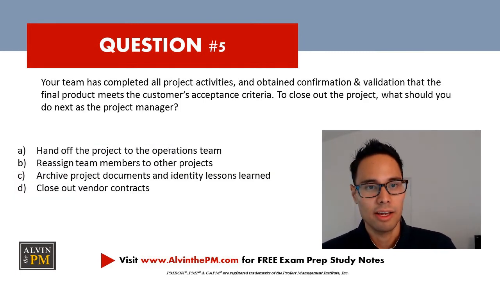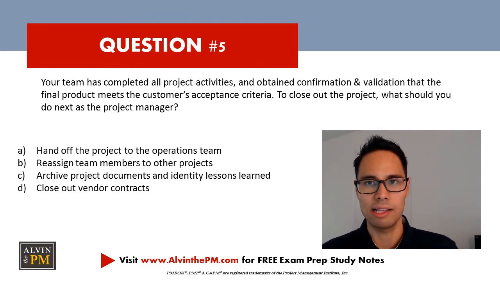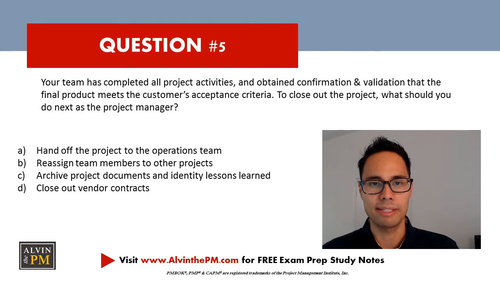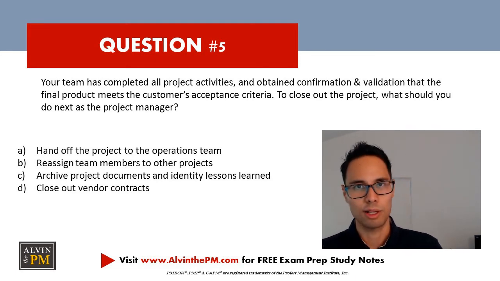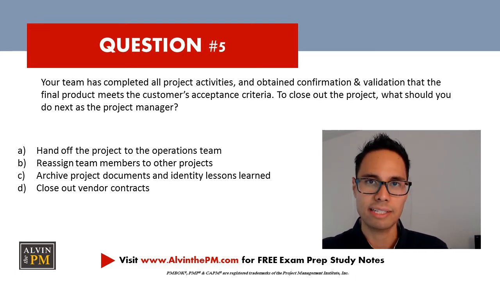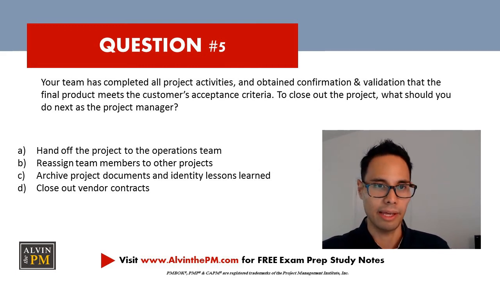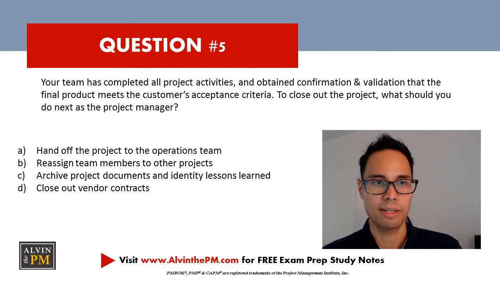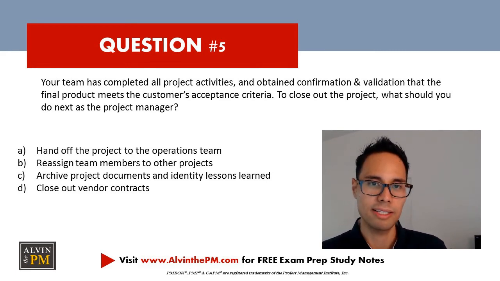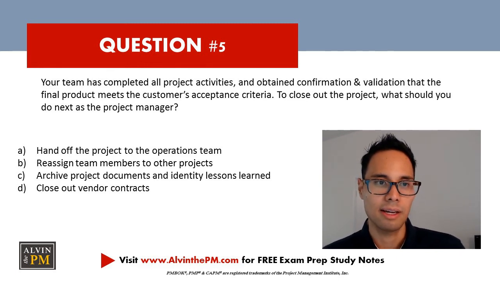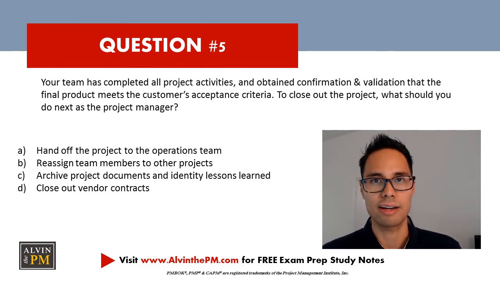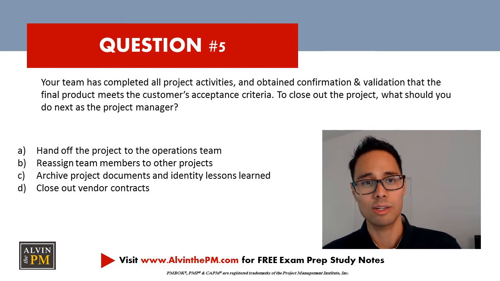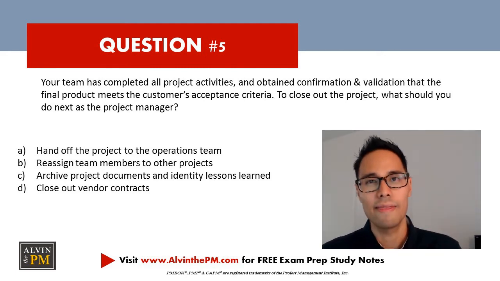Question 5. Your team has completed all project activities and obtained confirmation and validation that the final product meets the customer's acceptance criteria. To close out the project, what should you do next as a project manager? A. Hand off the project to the operations team. B. Reassign team members to other projects. C. Archive project documents and identify lessons learned. D. Close out vendor contracts. For this question, if you chose C, then you're correct.